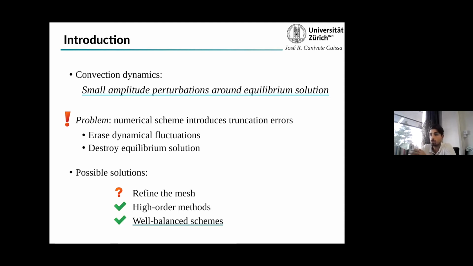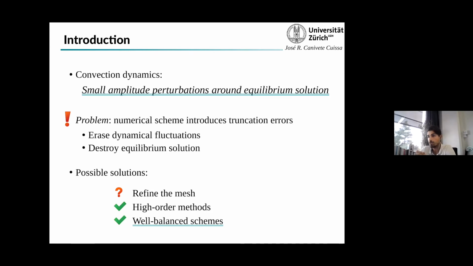Therefore, these truncation errors could simply wipe out all your physics, essentially. It also can be that these truncation errors introduce some waves in your simulation box that can even destroy your equilibrium solution, which, of course, you would like to preserve. There are a few possible solutions to this. Of course, you can refine the mesh, but that's probably not the smartest way to do it because it can become very, very computationally heavy.